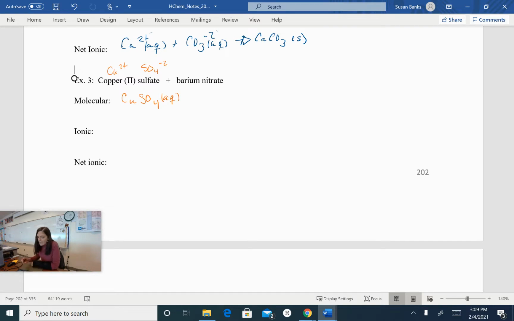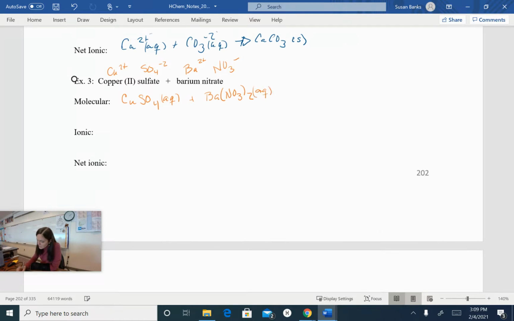And then barium. Barium is a +2. And nitrate. Nitrate is a -1. So we're going to need 1 barium and 2 nitrates. Now, solubility. We do have a nitrate rule. Nitrates are soluble, no exceptions. So we are going to expect that to be aqueous.